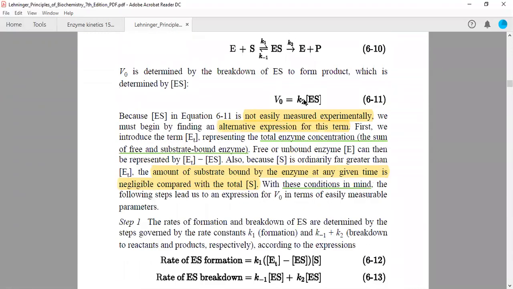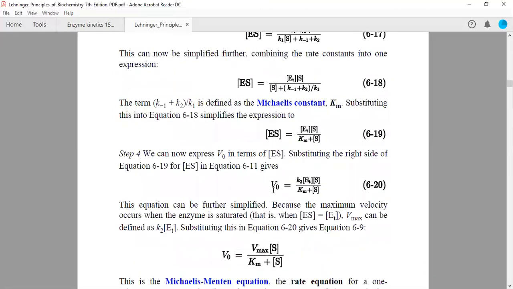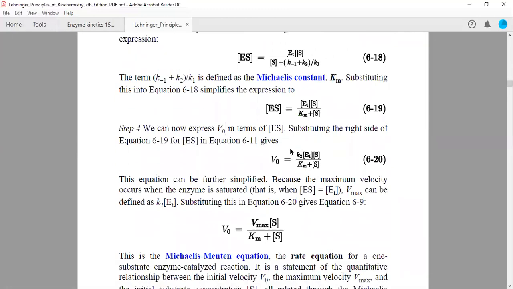The very first equation was V naught is equal to K2 into enzyme substrate concentration. If you put the enzyme substrate concentration here, you will get V naught equal to K2 into Et into substrate concentration divided by Km plus substrate concentration. Finally, you know this K2 into Et is actually called the Vmax.